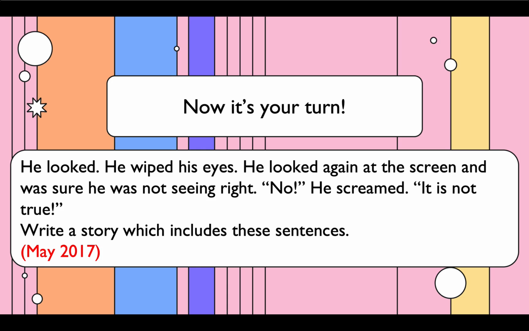If ever there was a time when you did not plan. So it goes: he looked. He wiped his eyes, he looked again at the screen and was sure he was not seeing right. "No," he screamed, "it is not true." Write a story which includes these sentences.